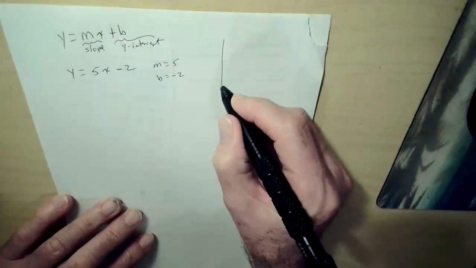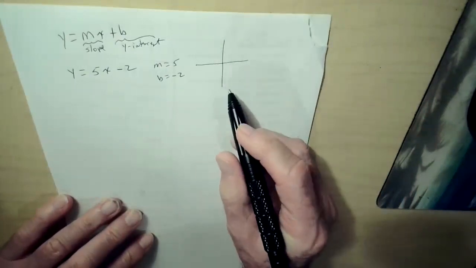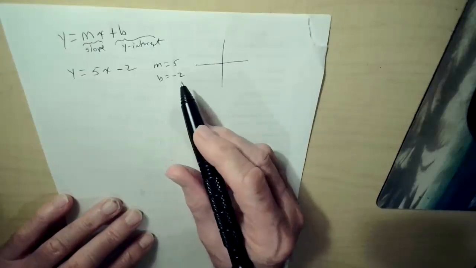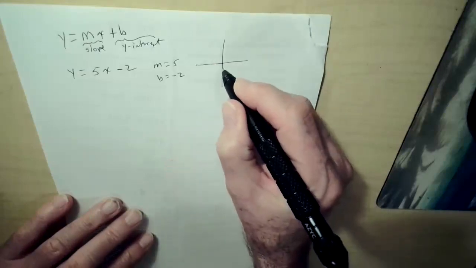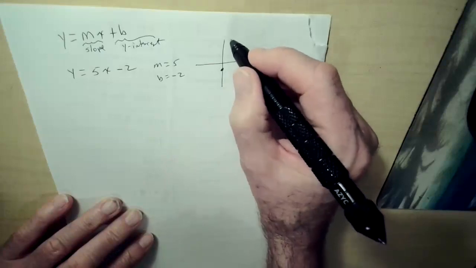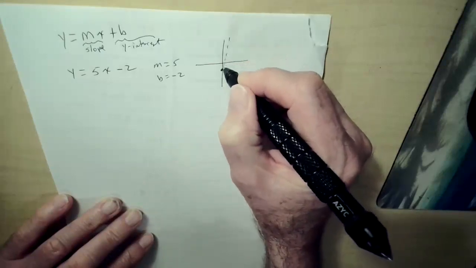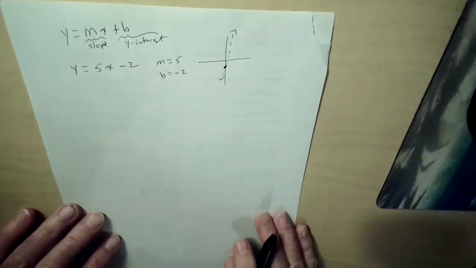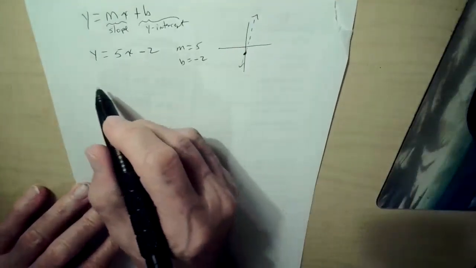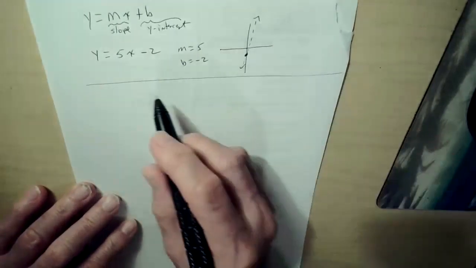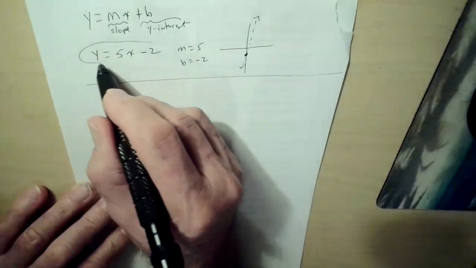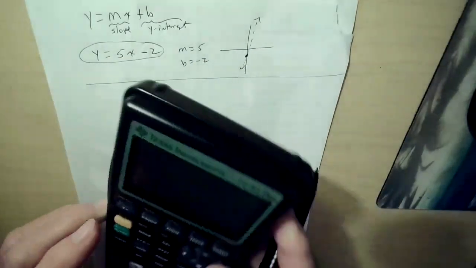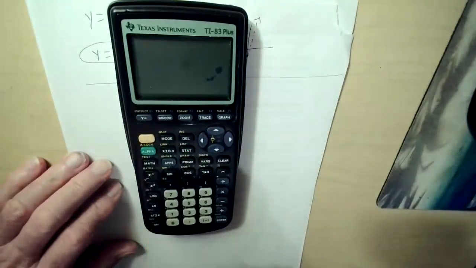So if we were to graph this, it would look kind of like this. The one point we know is the y-intercept is 0, -2. So here's -2, more or less right there. Slope of 5 is very steep, going up and to the right, like that. And if you're not sure, if you got a graphing calculator, put this in your graphing calculator, and it'll spit out something that looks kind of like that. Let me show you.